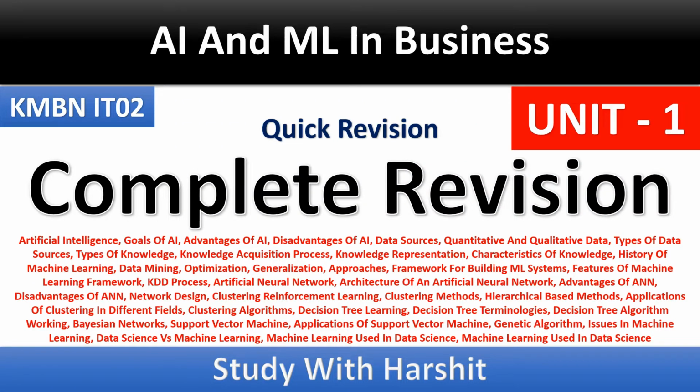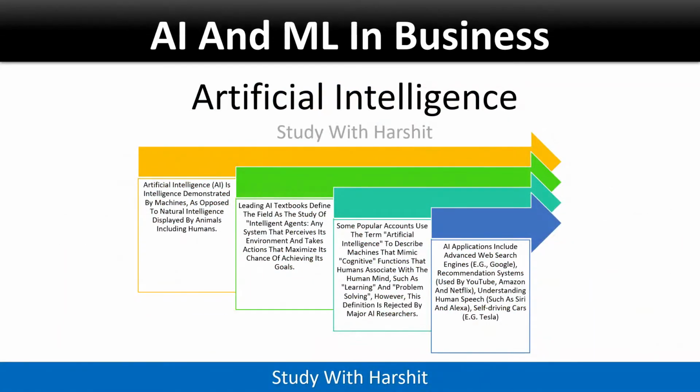Today I am going to share with you a complete revision of AI and ML in Business, Unit 1, Paper Code KMBN IT02. Artificial Intelligence. Artificial Intelligence (AI) is intelligence demonstrated by machines, as opposed to natural intelligence displayed by animals including humans. Leading AI textbooks define the field as the study of intelligent agents: any system that perceives its environment and takes actions that maximize its chance of achieving its goal.